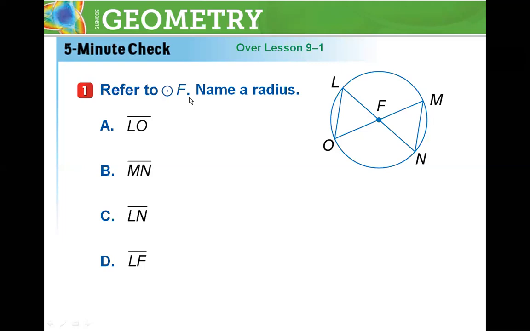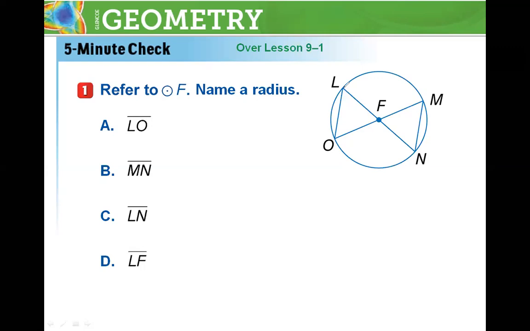I'm going to Muhammad Arif. Yes, Muhammad, it's LF, letter D. Yes, LF represents a radius. But what about LO? No, because it's only a chord. MN is also a chord. LN is a diameter. So LF is the only radius we have.